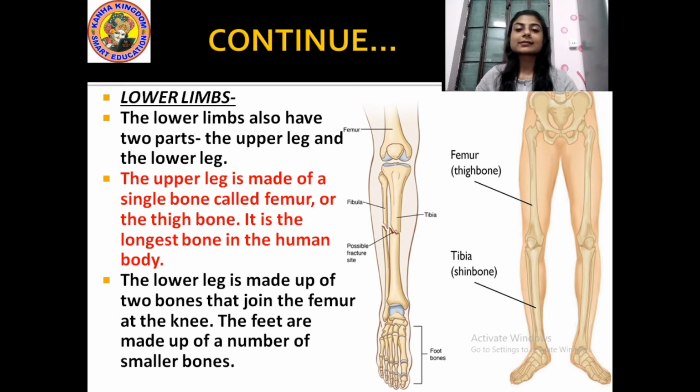So this is all about the lower limb. The lower limb also has two parts, the upper leg and the lower leg. The upper leg is the thigh portion of your leg, and the lower is from the knee to the feet. The femur is the only bone present inside the thigh, and the fibula and tibia are the other two bones connected with this femur. These bones make the lower limb of your body.